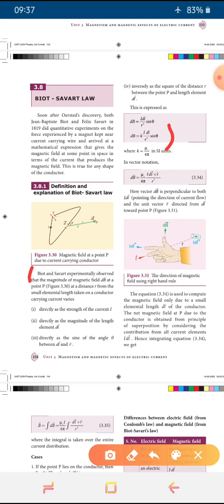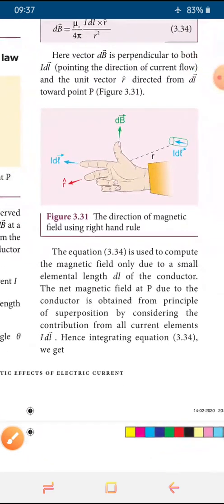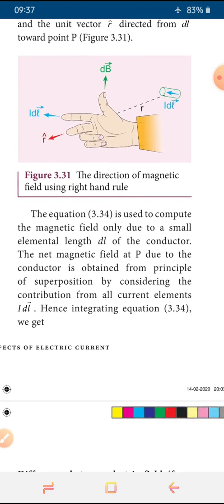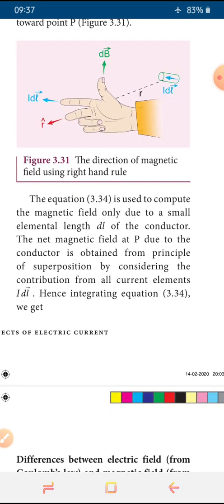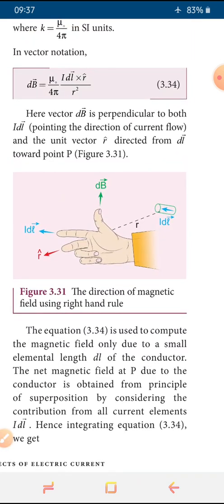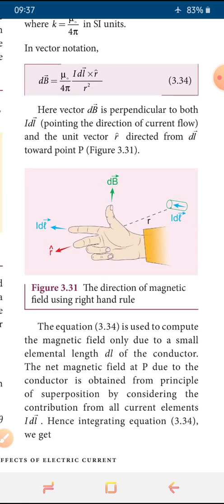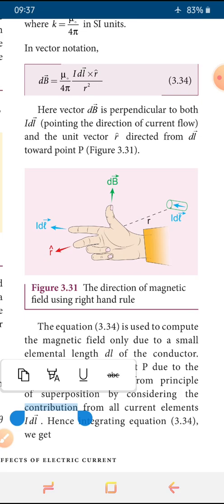Okay, and next we are going to give the right hand rule, which is used to give the direction of magnetic field. Using the equation 3.34, it gives the magnetic field only due to the small element dl. So we have to explain it throughout the conductor, that is the net total magnetic field at the point due to the conductor. That we can obtain from the principle of superposition. If we combine all the current elements, we will get the answer for that net magnetic field.